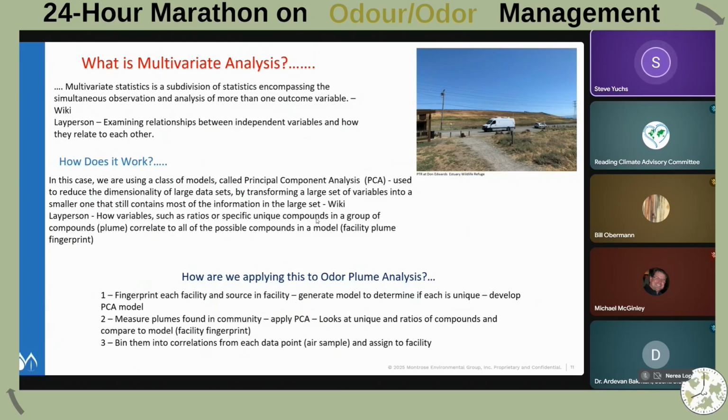So really, it's looking at ratios between compounds, between the source, ratios between ratios of compounds, and ratios to ratios. It just goes on and on. It really is a sophisticated tool to dig into huge data sets, find similarities, and then find differences. And then we can use this to generate these fingerprint models that we're talking about. We can apply these models out into the community, and then we can bin these results from each specific air sample and assign them to the facility that the fingerprints came from.